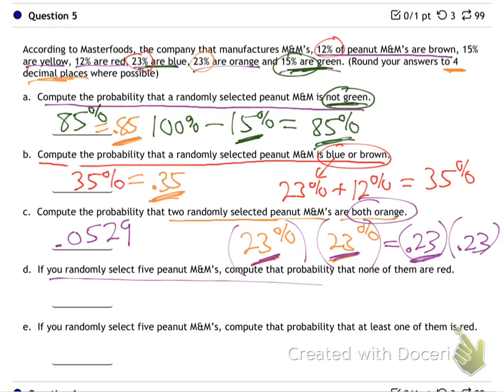What if I said I reached in the bag, and I should have poured, but I reached in the bag and I got 5 of them and none were red? Then you can say it could be brown or yellow or blue or orange or green.